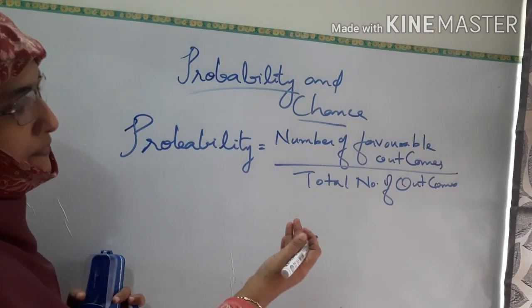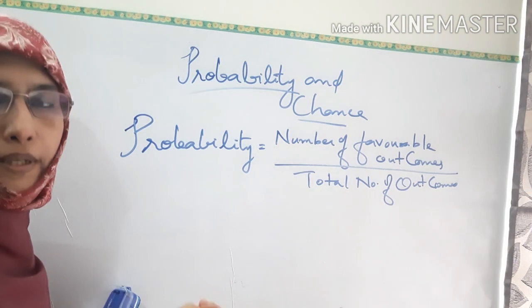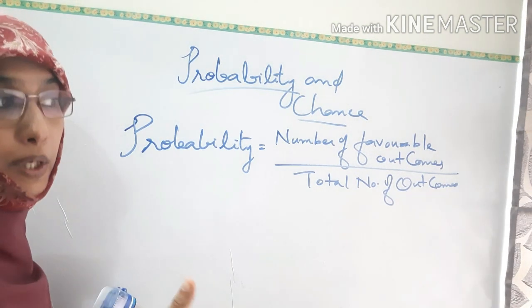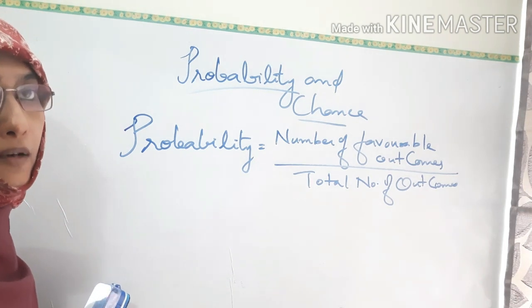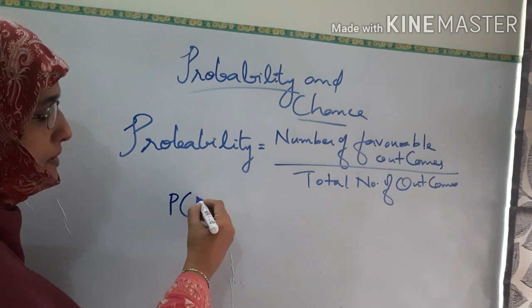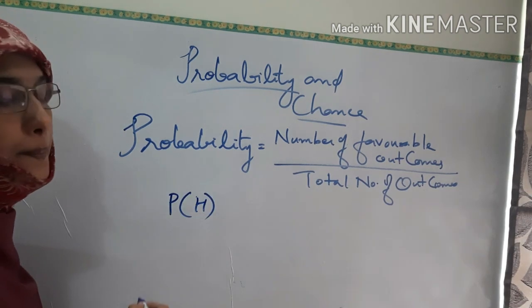See another example to find the probability. Let us take the case of the coin itself, tossing a coin. What is the probability that you will get a head when you toss a coin? Probability of getting a head.